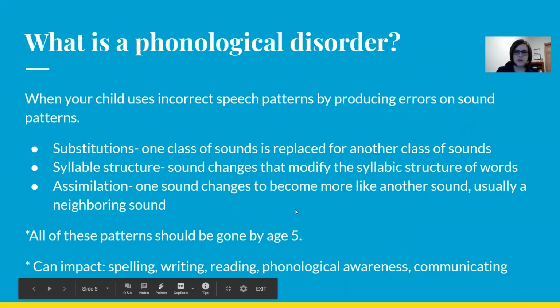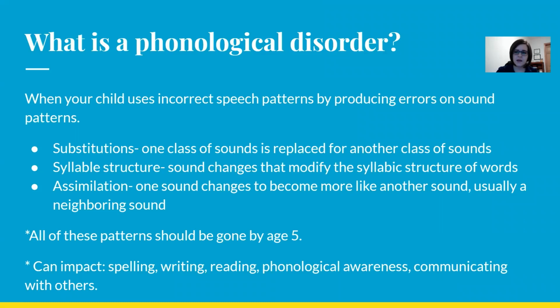Phonological disorder. This is different than an articulation disorder because you're seeing more of a pattern of incorrect sounds. An example here is substituting an entire class of sounds for another class of sounds. One example is something called fronting. This is when your child might produce a T for a K or a D for a G. They are taking sounds that are made in the back of your mouth and producing them in the front because it's easier.